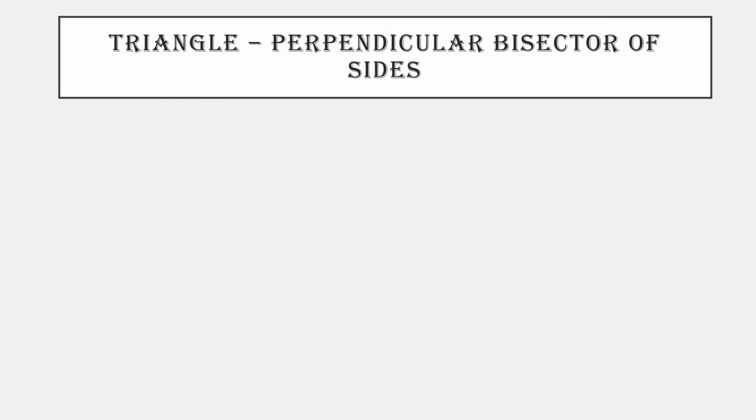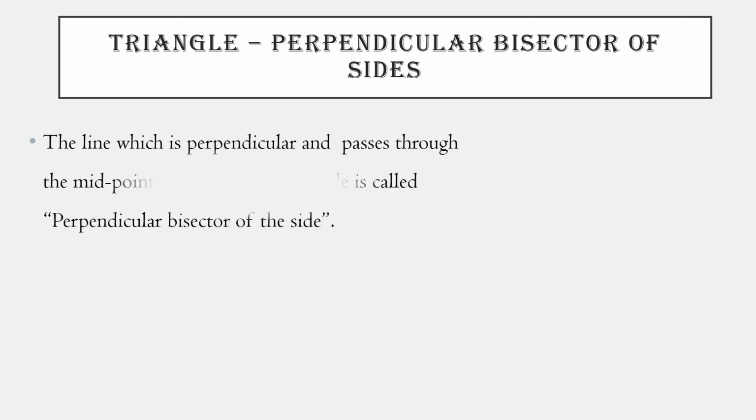A triangle and perpendicular bisectors of the sides. You know that a triangle has three sides. For any side, if you draw a line which is perpendicular and also passes through the midpoint of the side, then it is called a perpendicular bisector. See the definition once again. The line which is perpendicular, meaning it makes a 90 degree angle, and passes through the midpoint of the side. Passing through the midpoint means it bisects, that means it divides the side into two equal parts. Such a line is called the perpendicular bisector of the side.